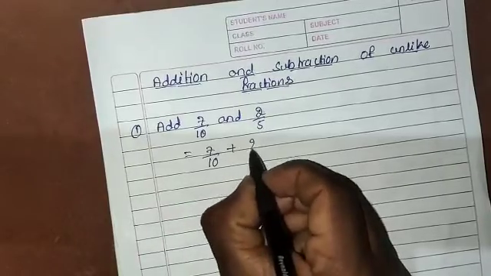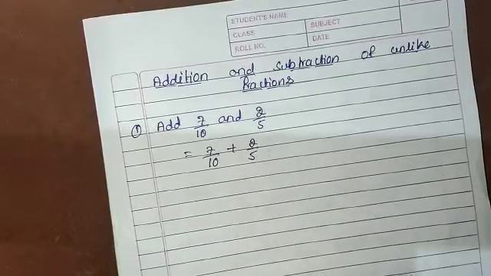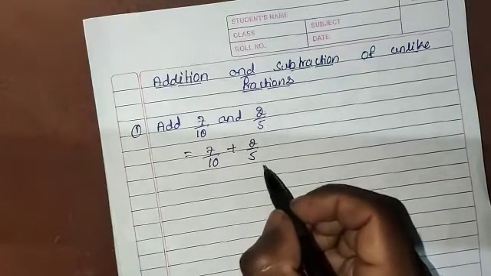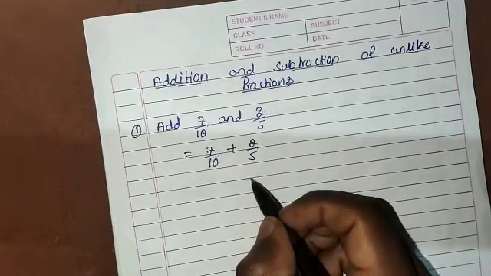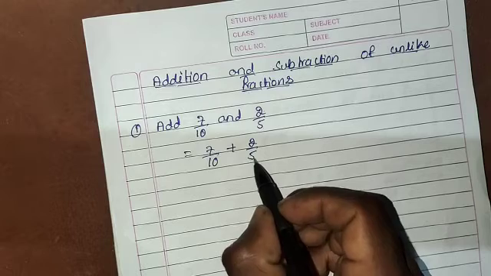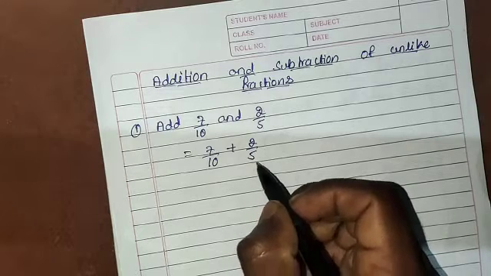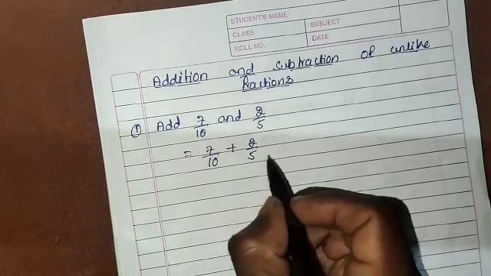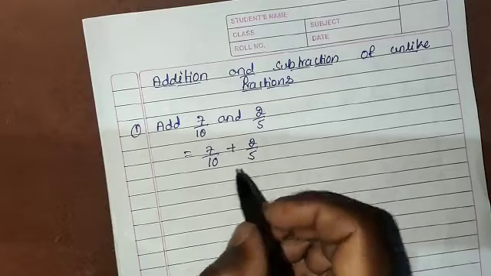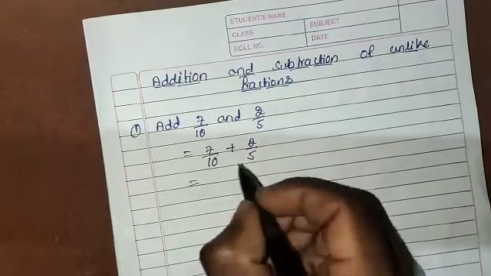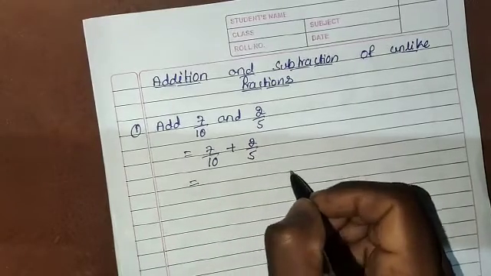7 by 10 plus 2 by 5. Okay, now the very first step is we have to convert these unlike fractions into like fractions. Let's see how we convert these unlike fractions to like fractions.